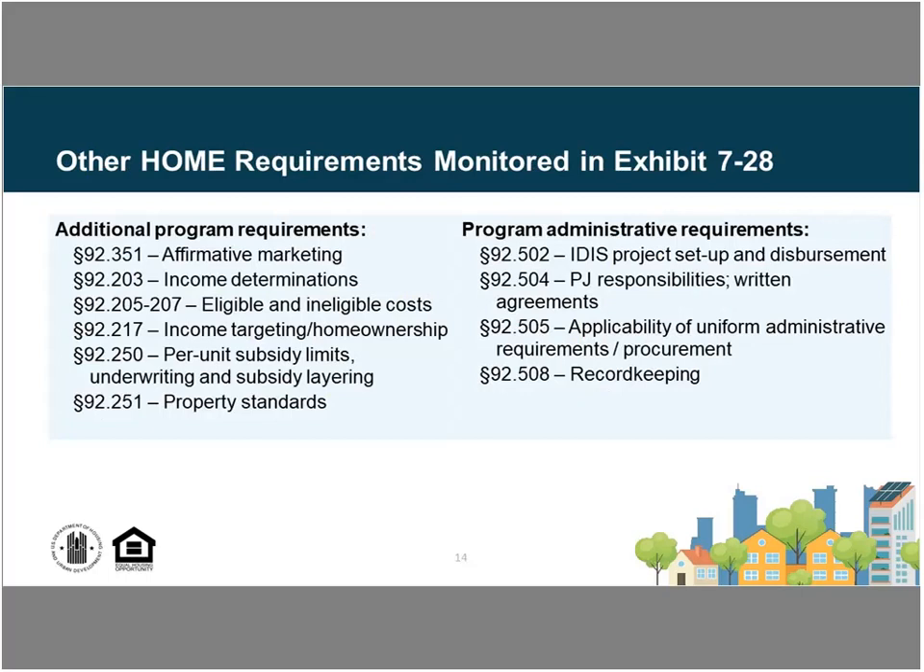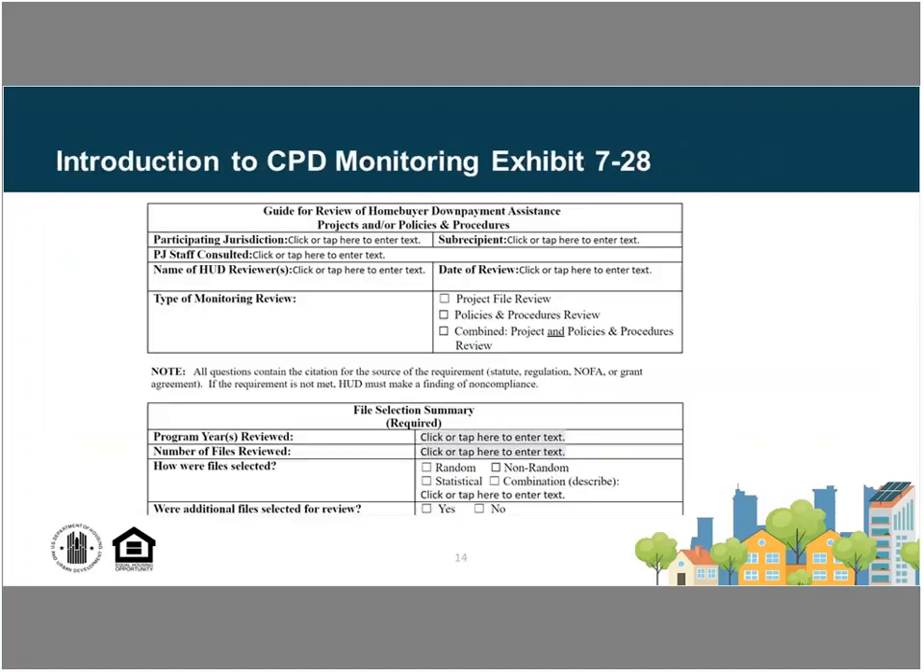We'll be talking about affirmative marketing and income determinations and eligible costs, about targeting who's eligible, subsidy limits, underwriting, subsidy layering, property standards. All those things are going to be covered again. And all of your same administrative requirements that you as a PJ do in terms of entering into written agreements, set up the project and draw funds in IDIS and maintain records all apply to you for down payment assistance activities as well as your other HOME activities.